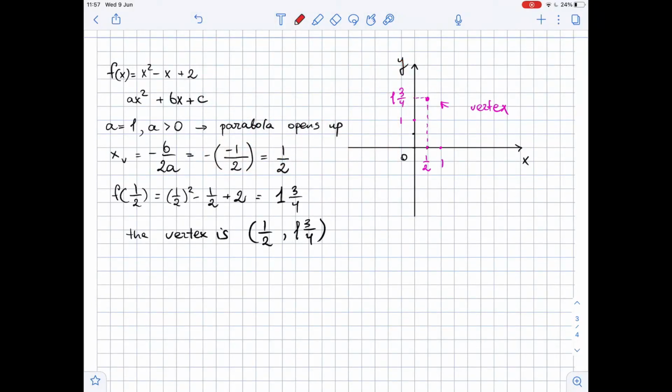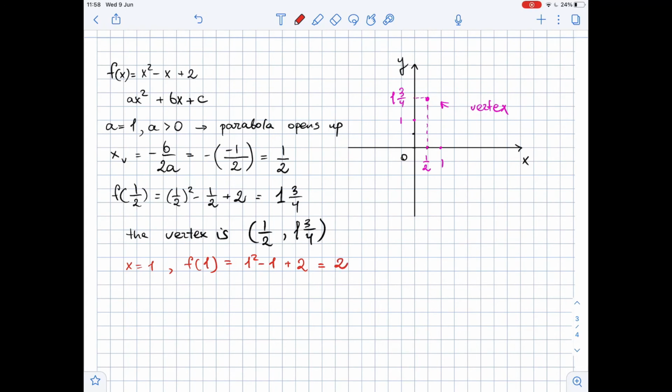But to build it, we need to find 2 more points, since a parabola is defined by 3 points, and we have only 1 right now. So to find 2 more points, we can, for example, try to substitute x with any value. For instance, let's try to find the point where x is equal to 1. Then f of 1 is equal to 1 squared minus 1 plus 2. This is equal to 2.